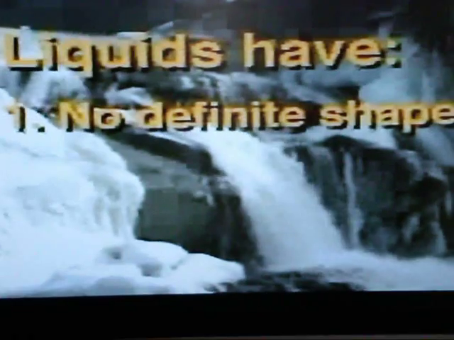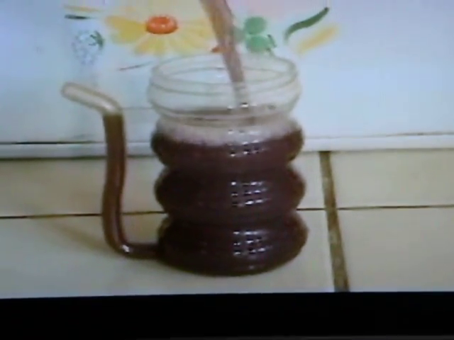Liquids, like the water rushing in a stream, have no definite shape. Liquids, such as this fruit juice, take on the shape of their container. And liquids, like milk, spread flat across a surface when they are spilled. While liquids do not have a definite shape, they do have a definite volume that can be measured with flasks or graduated cylinders. No matter how the shape of the container changes, this liquid still has 1 liter of volume.